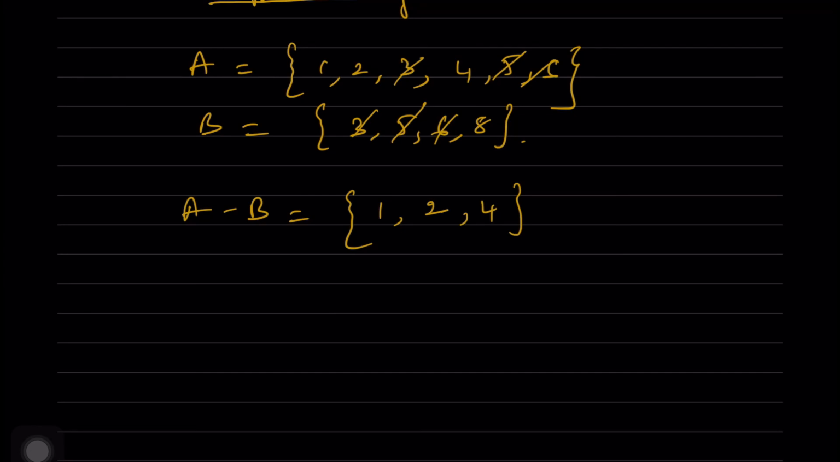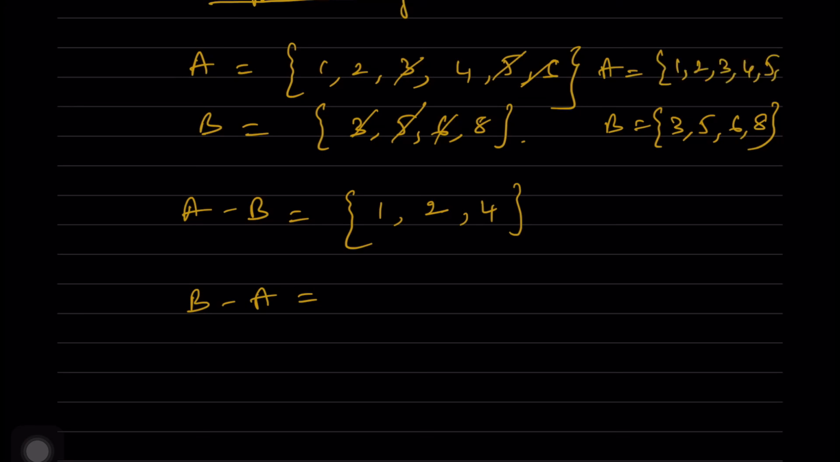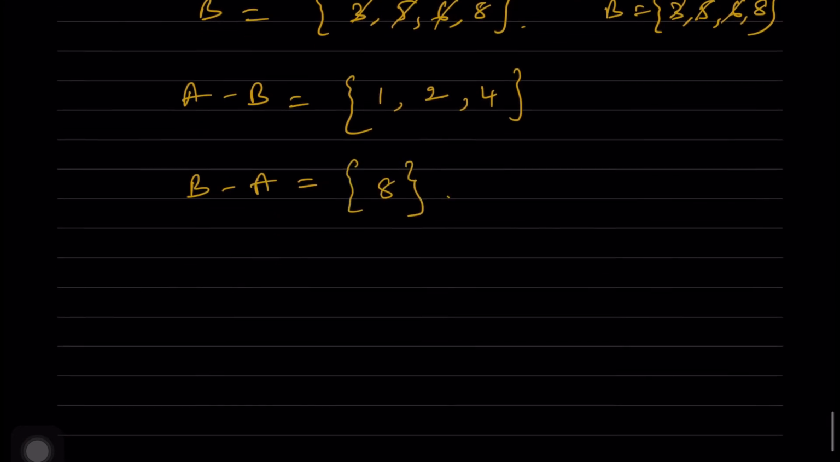Now what is B minus A? B is equal to 3, 5, 6 and 8, and A is equal to 1, 2, 3, 4, 5 and 6. So B minus A means you look at what is common in these two: 3, 5, 6. So what is left over in B we have to see. So 8 is left over. So B minus A is nothing but 8.